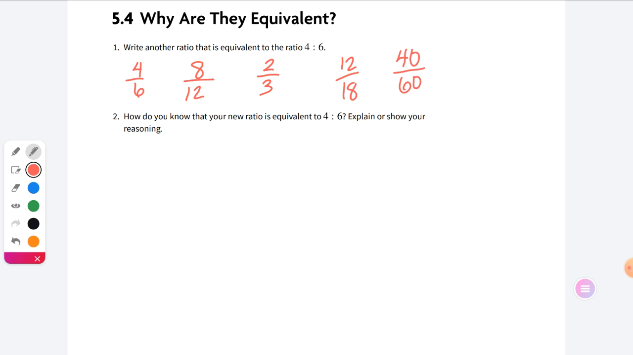Number 2, how do you know that your new ratio is equivalent to 4 to 6? Explain or show your reasoning. Bianca? So I did 2/3, and I know this because 4 divided by 2 is 2, and 6 divided by 2 is 3. Okay, so in simplest form, they are the same. That's kind of what you said in more words. Equivalent ratios, either you can build them up to be the same or break them all the way down to simplest form to be the same.